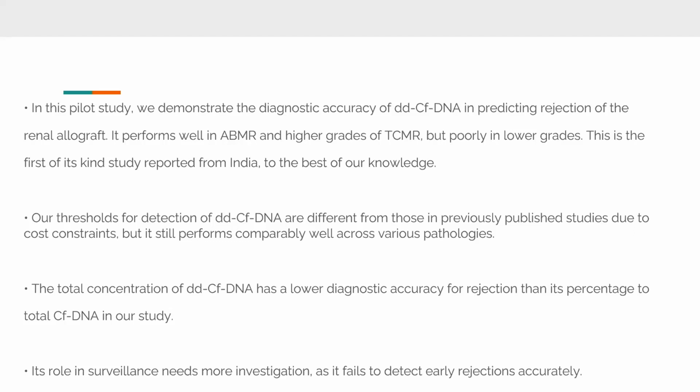But in case of cell-free RNA, the half-life is a little bit longer than the DNA, and importantly, it is released only during the rejection event. It is not released during infections.